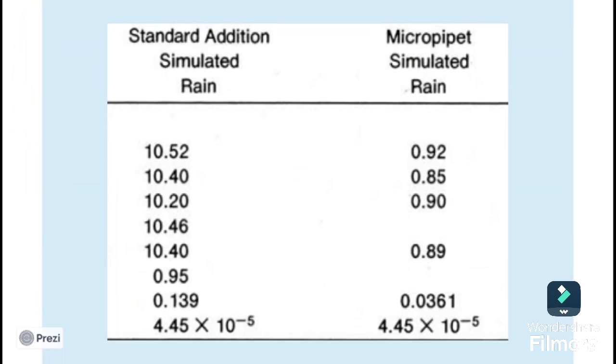In the third column, using the micropipette method with the same simulated sample, the volumes were much lower, around 0.89 milliliters. However, the calculated molarity was exactly the same as in the standard addition method, 4.45 times 10 to the minus 5 molar, validating the accuracy of the simpler method.